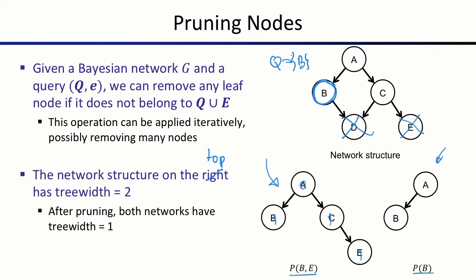That's fine. But C becomes a leaf node, and we can always prune C. But we cannot prune A because A has one outgoing edge that goes to B. We cannot prune B because B belongs to the query set. So these are all the nodes that we can prune. So the resulting network is going to be just this: A pointing to B, just 2 nodes, and also a polytree that has tree width equal to 1, because this node here has 1 parent and this node has 0 parents.